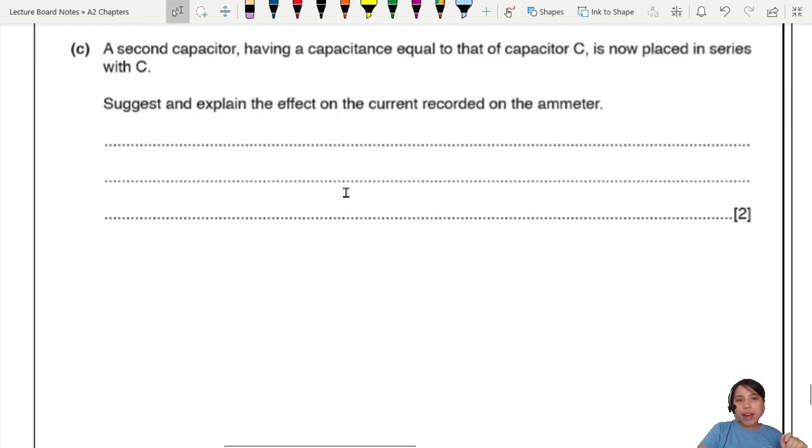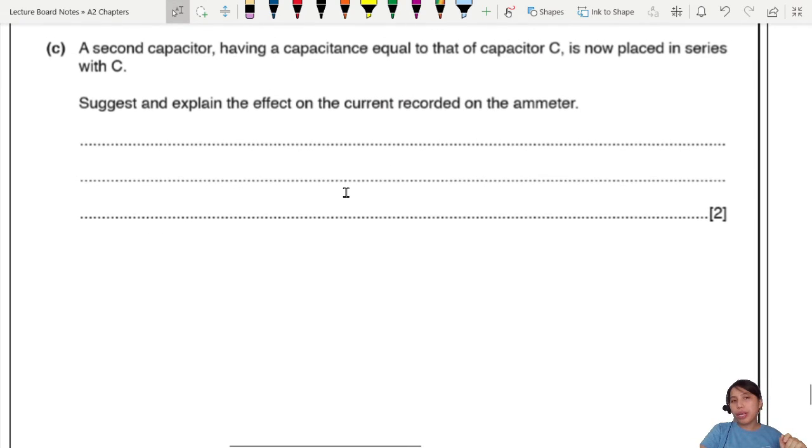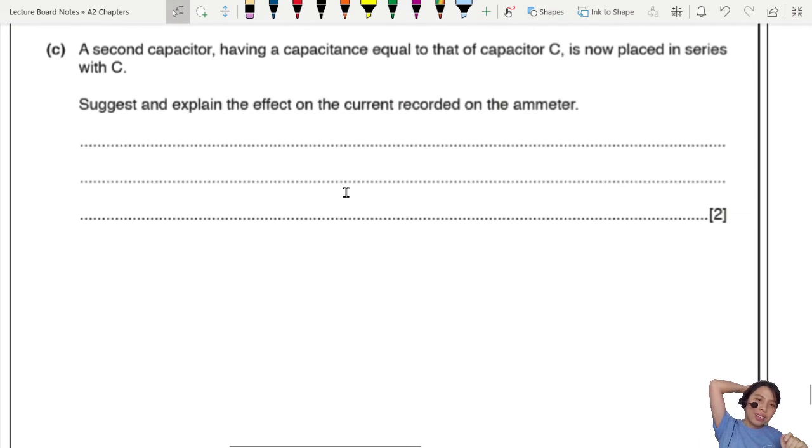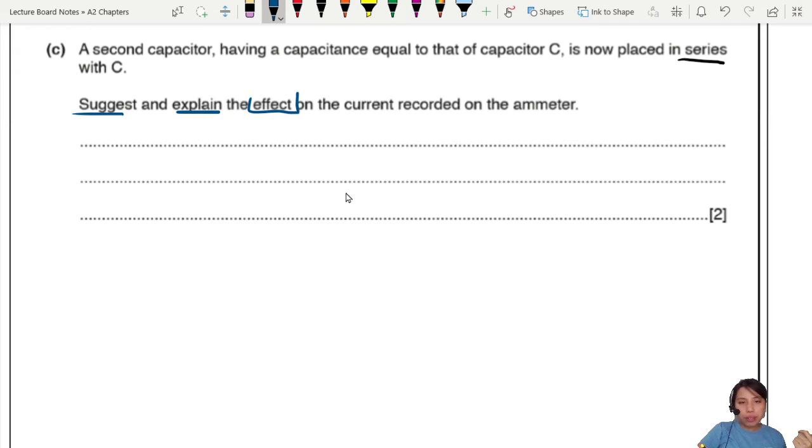Next, the final part. This one you have to think a bit. The second capacitor, having a capacitance equal to the one in C, is now placed in series with C. Suggest and explain. Got 2 things. Suggest and explain what? The effect. What's the effect and why? So this is the what and the why. What's the effect? Why is that effect there? The effect on the current recorded on the ammeter.